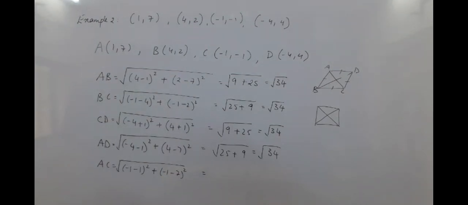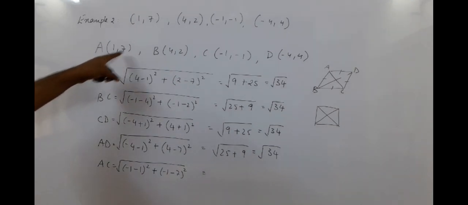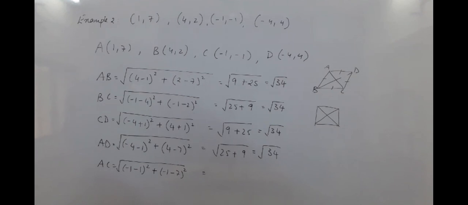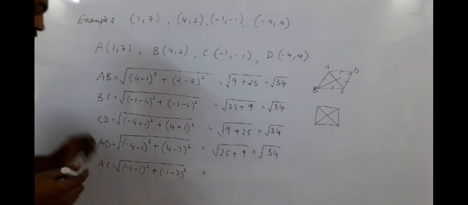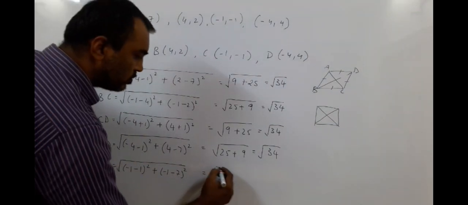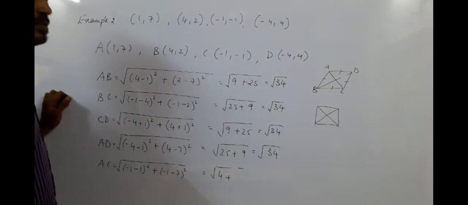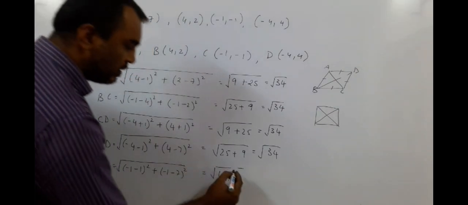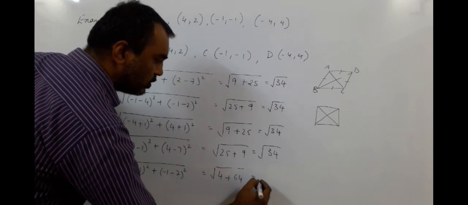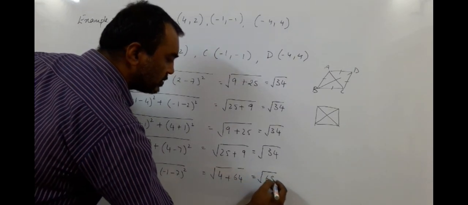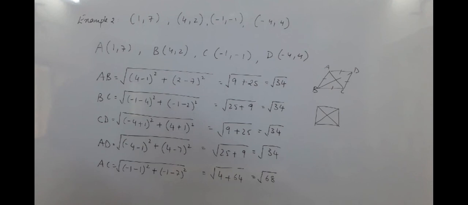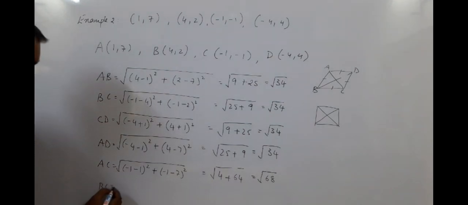Yes? What are we checking? Minus 1, minus 1 and minus 1, minus 7. So we get minus 1 is minus 2. We get 4. And minus 7 minus 1 is minus 8. 8 square is 64. So we get 68. Root 68.